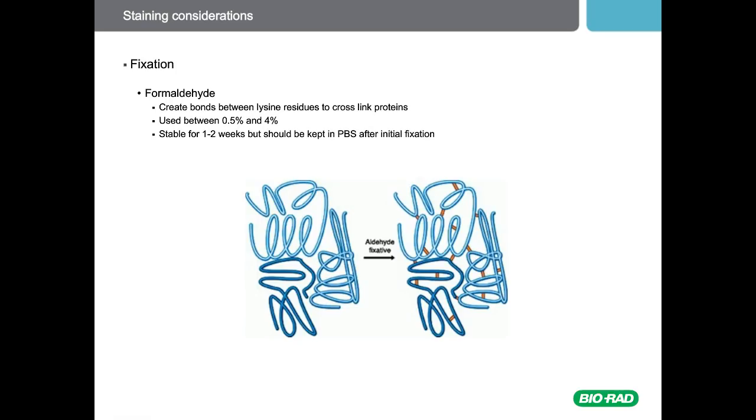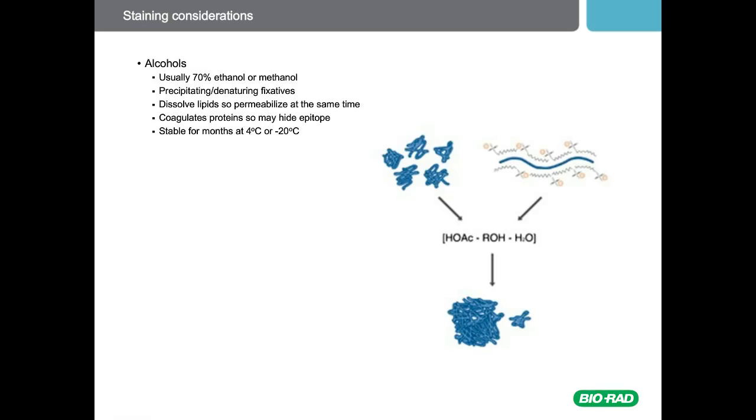An alternative method of fixation is alcohol. Typically, cells are fixed in 70% ethanol or methanol. When alcohol is chilled to minus 20 degrees and added to cells, they are fixed by denaturing and precipitation of proteins. One of the benefits of using alcohol as a fixative is that it dissolves lipids at the same time. Therefore, you do not need to include a separate permeabilization step. An additional benefit of fixation in alcohol is that the samples will be stable for long periods of time when stored in the alcohol at either 4 degrees or at minus 20. However, as the proteins are fixed by coagulation, the epitope may be hidden when alcohols are used.